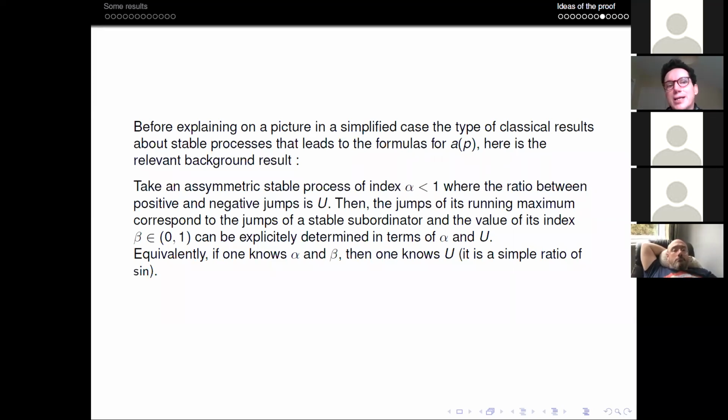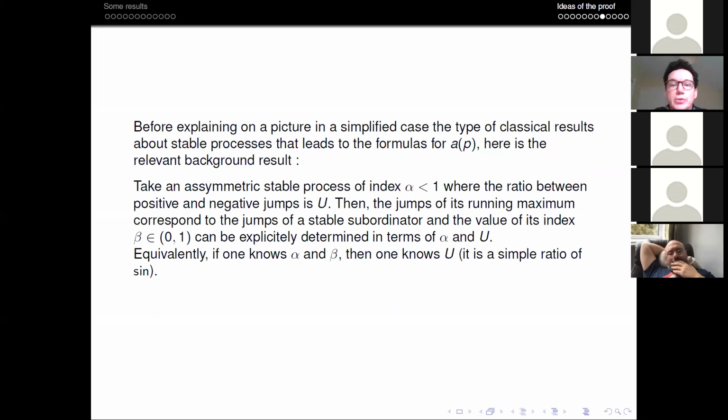If you take an asymmetric stable process with alpha smaller than 1, say, for instance, the difference between two independent stable subordinators, with one parameter which is the ratio between the positive and negative jumps, so it's a stable subordinator minus u times a stable subordinator, or the other way around. Then if you look at the running maximum, the jumps of the running maximum with time will also be a stable subordinator, right?